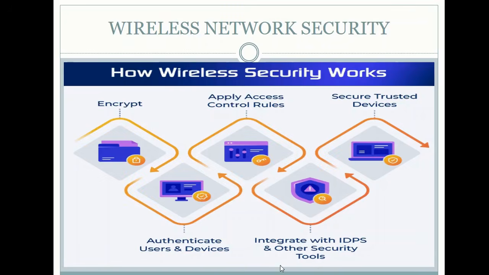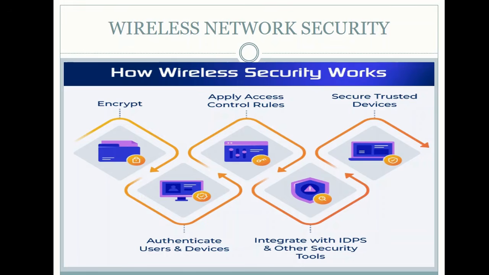Okay, how can we secure it? How does wireless security work? These are the five major concepts of how wireless security works. First one is encryption. We have to go with either a symmetric encryption method or an asymmetric encryption method. Next one is authenticating the user and the devices. We have to authenticate both the user as well as the devices.